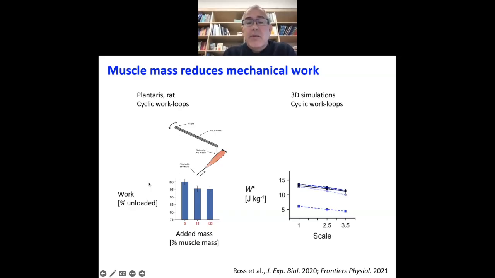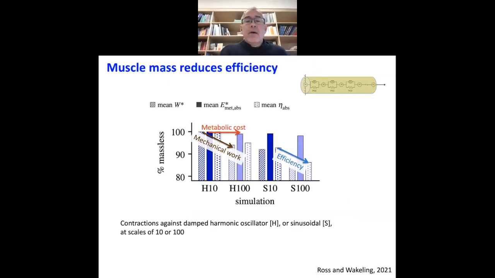When she got the muscle to go through cyclic work loops, she found that the greater the mass you impose on the muscle, the more the work decreased. I've also plotted one of her 3D model plots on the right, which we'll talk about more later in the talk. But this also shows the same effect. If you increase the muscle size or increase the scale, and therefore increase the relative effect of the mass, you will see a decrease in the mass-specific work that the muscle can do. So it seems like the mass is producing some inertia within the muscle.